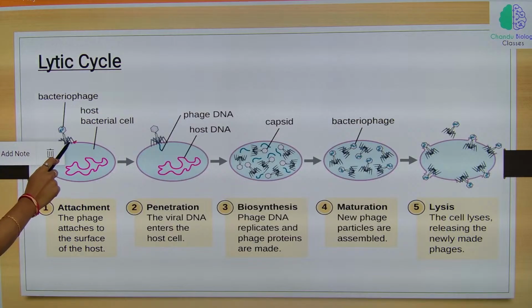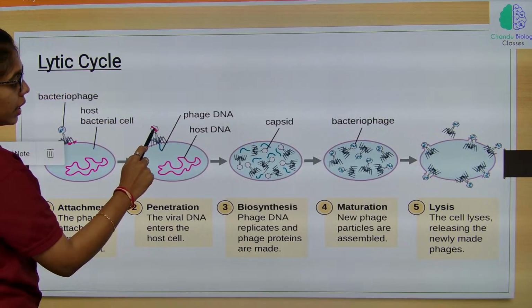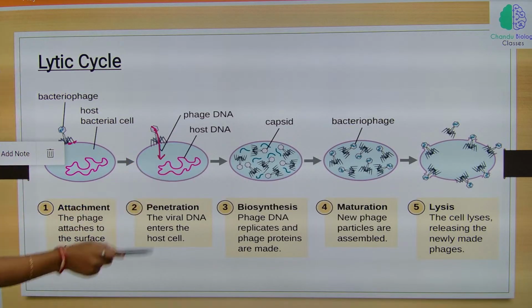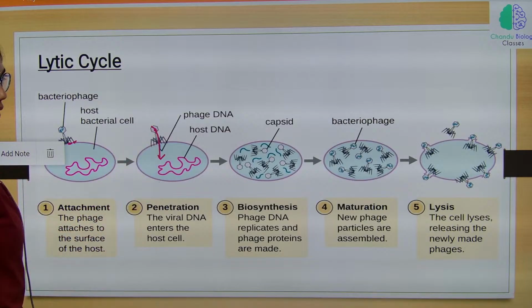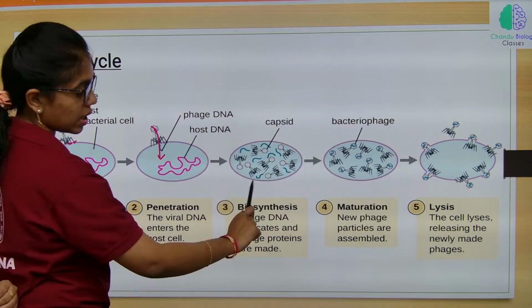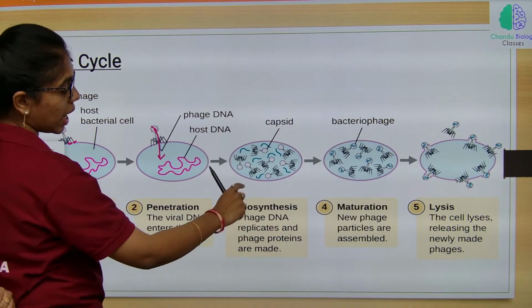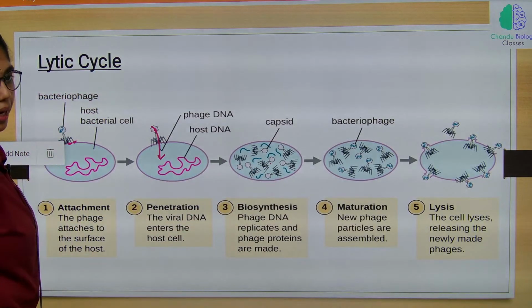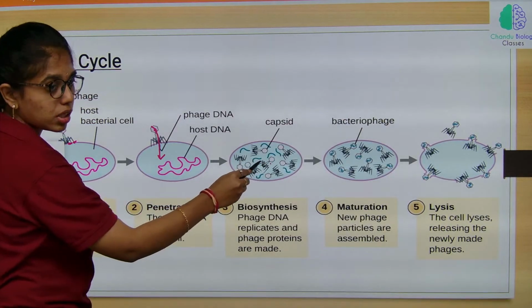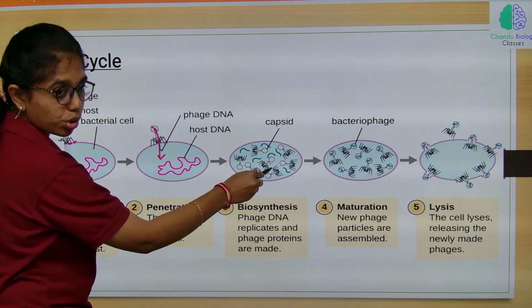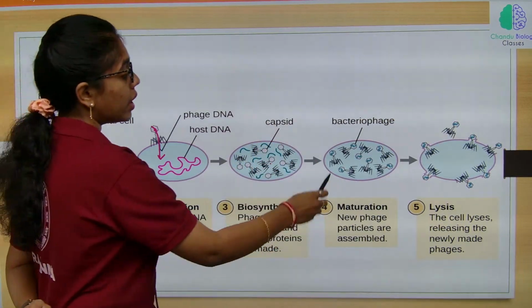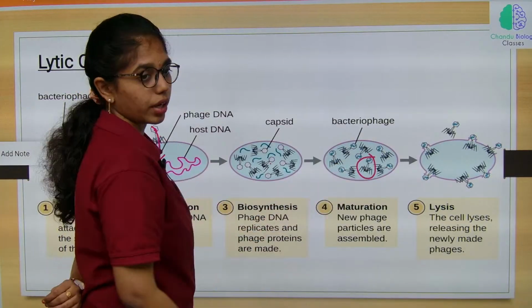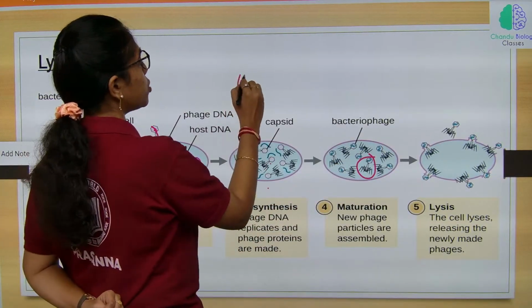They get adsorbed first to the wall layer, and then the second is penetration. The DNA, the genetic material, is penetrated into the cytoplasm of the host cell, the phage DNA and the host DNA. And then biosynthesis. The phage DNA replicates and the phage proteins are made here. Can you see the individual components, like DNA is separate, proteinaceous coat is separate? This will undergo maturation. They will form a complete virion, and this phase is the eclipse period.